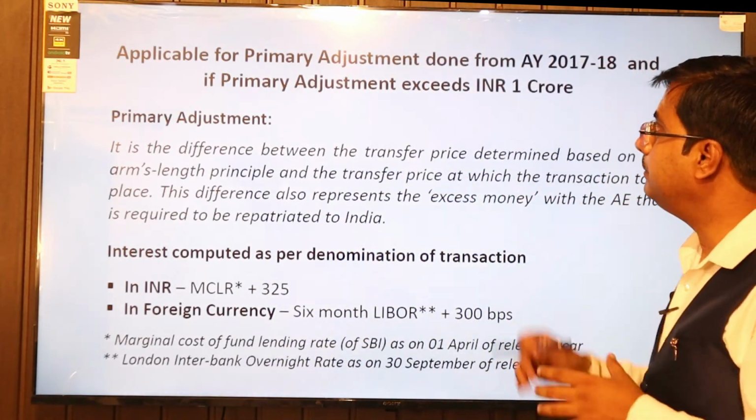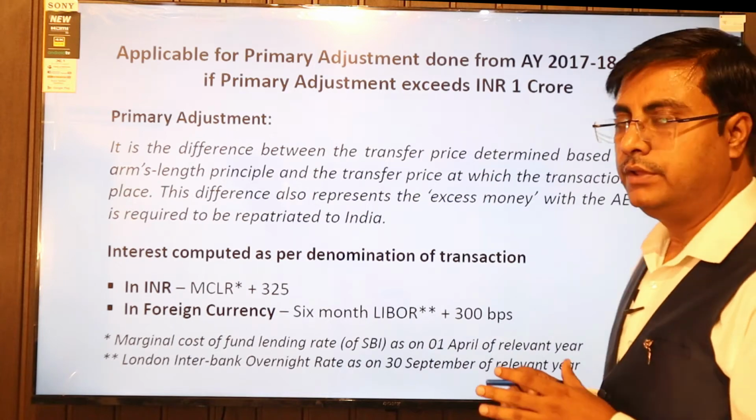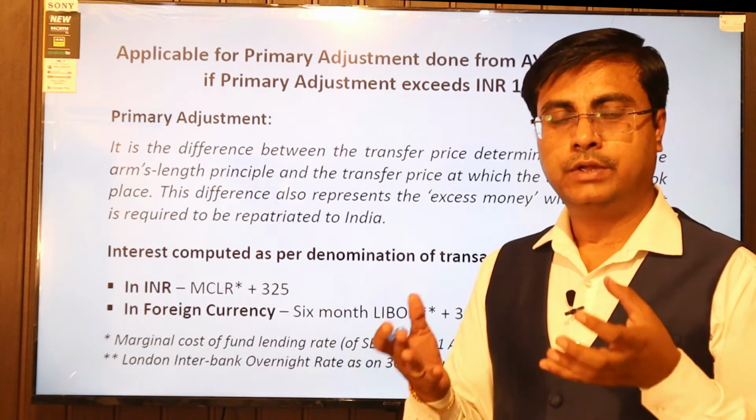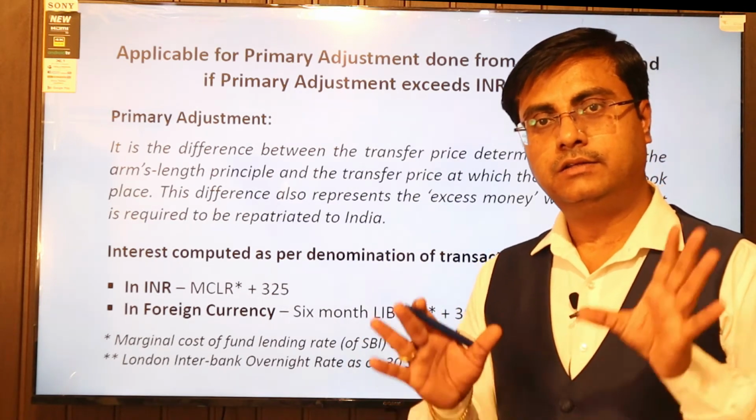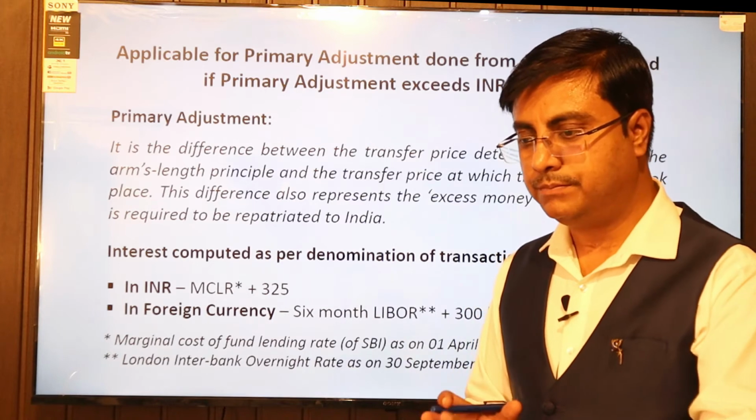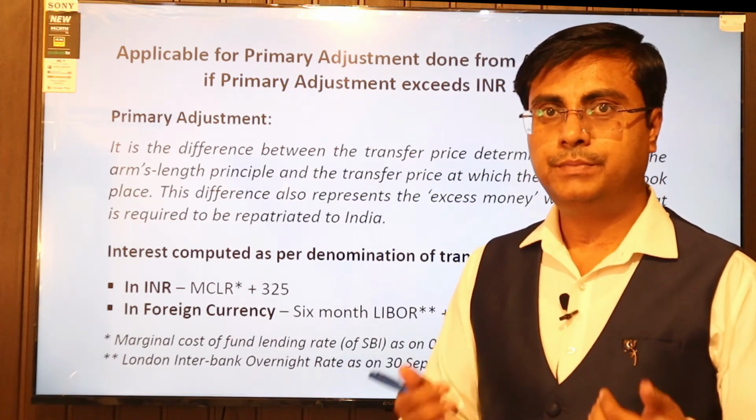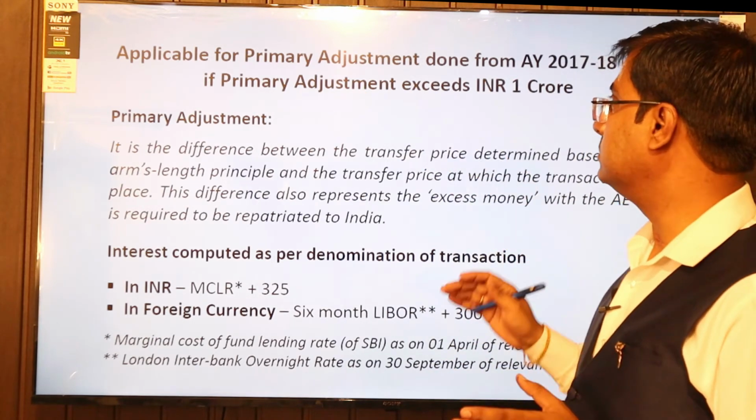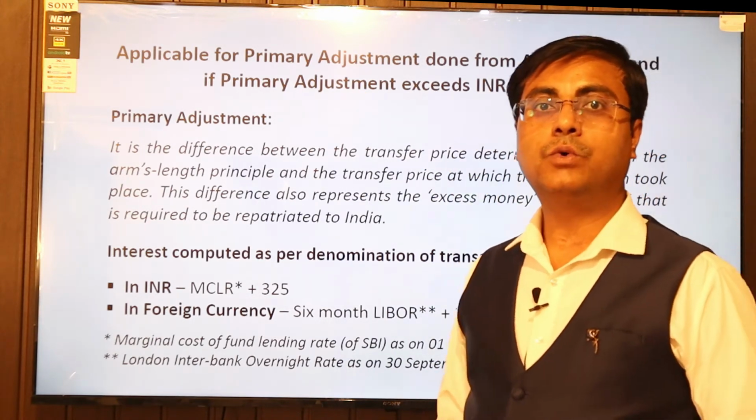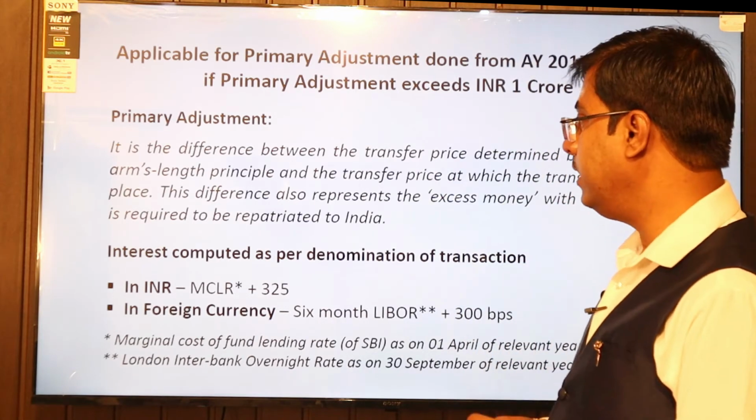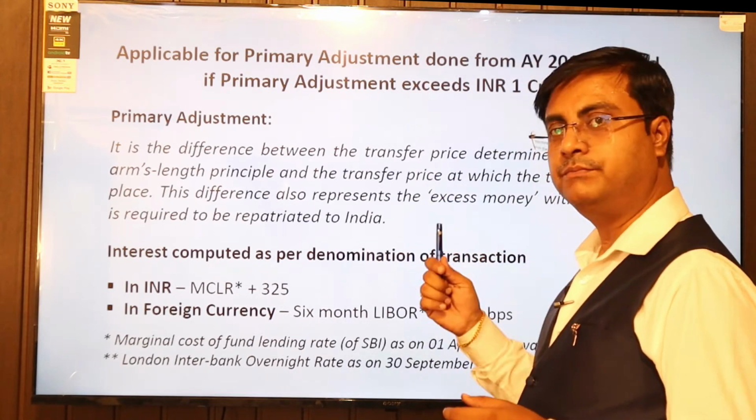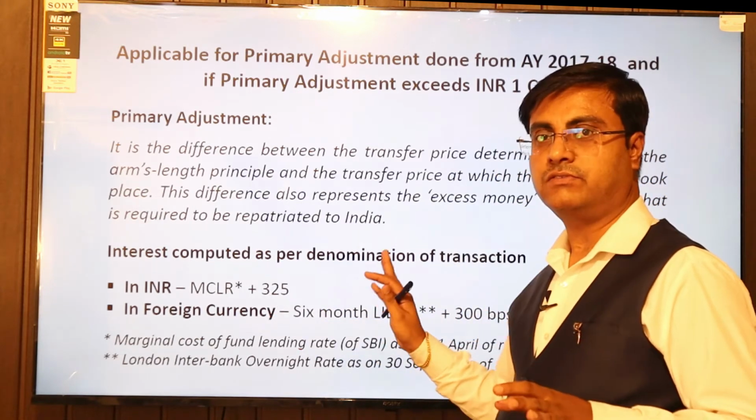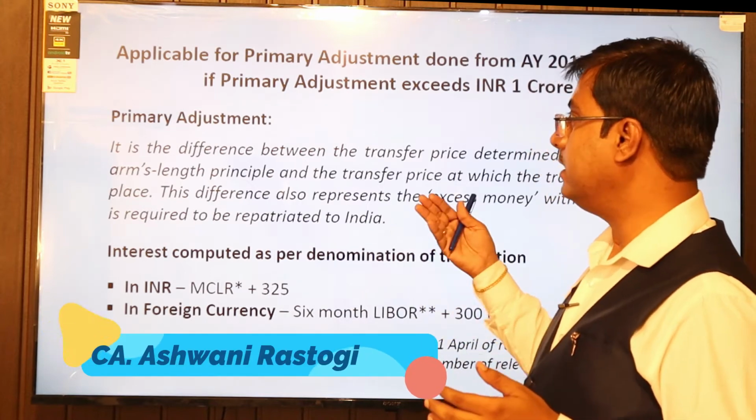So typically a primary adjustment is done. If there is a TP adjustment, your case is referred to the TPO, the AO makes an addition, it is decided. It's a primary adjustment: you have undervalued your transaction, there should be an ALP addition, so they have made a primary adjustment. But if the primary adjustment is more than 1 crore, it is required to repatriate funds from abroad. If you don't do it, then we will charge interest. There is a primary adjustment.